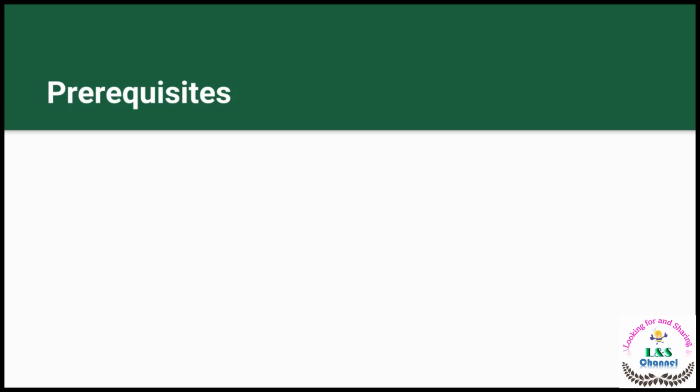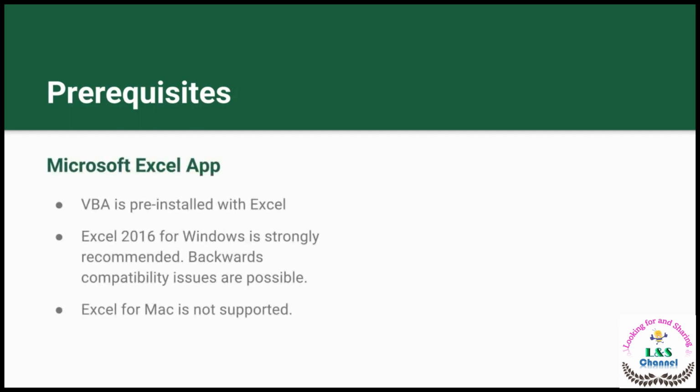Now, as far as the technical requirements, you do need a working copy of Microsoft Excel. The good news is that VBA is pre-installed with Excel, so if Excel is working on your computer, there's nothing more that you need to install or to purchase or to configure. We're all good to go. For this course, I strongly recommend Excel 2016 for Windows. As of right now, at the end of 2017 and the beginning of 2018, when this course is being recorded, this is still the latest version of Excel.